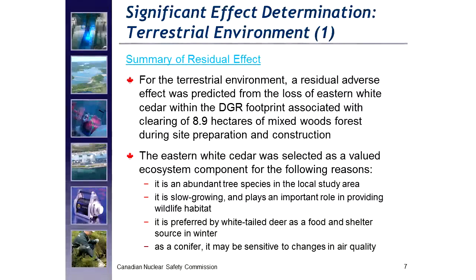Mitigation measures proposed by OPG included the retention of forest where possible and constructing exclusionary fencing around the project area to prevent further loss of species from adjacent habitats. However, the loss of 8.9 hectares of mixed wood forest could not be mitigated, and therefore this was identified as a residual adverse effect of the project.